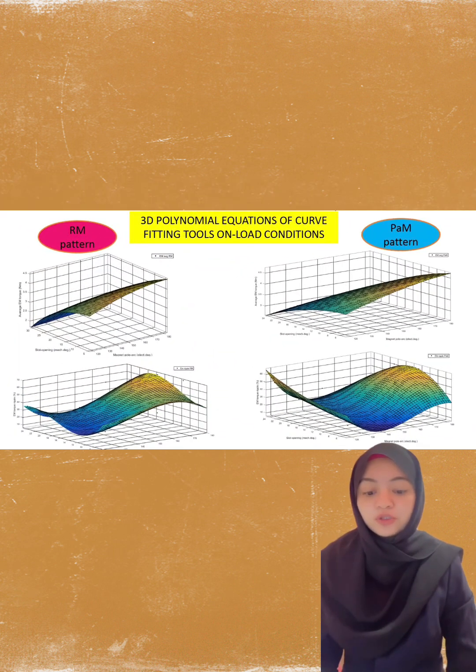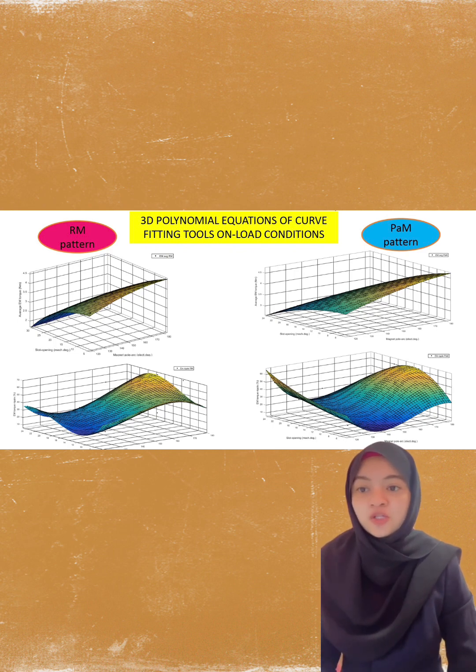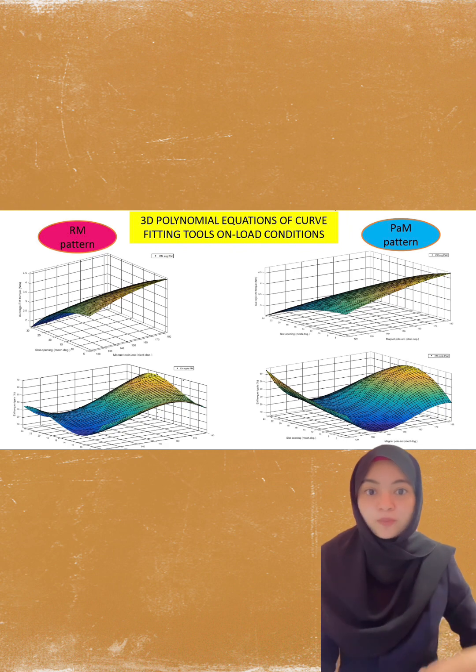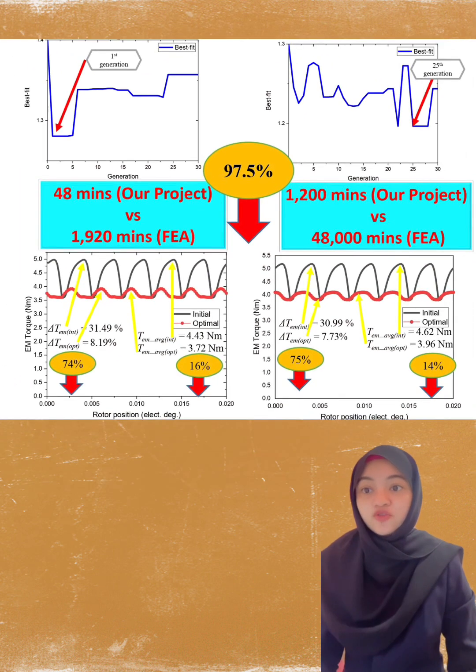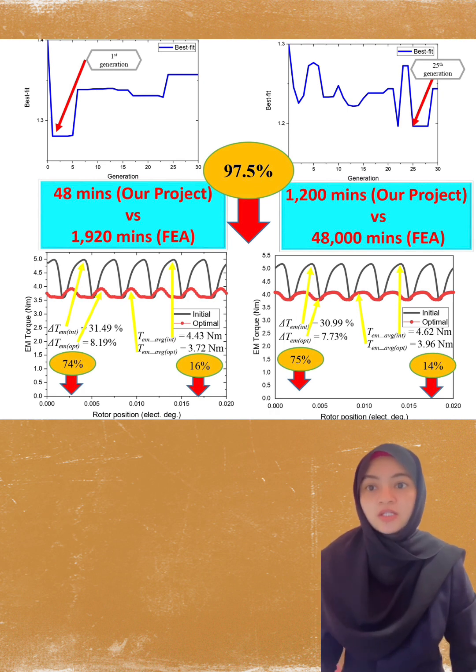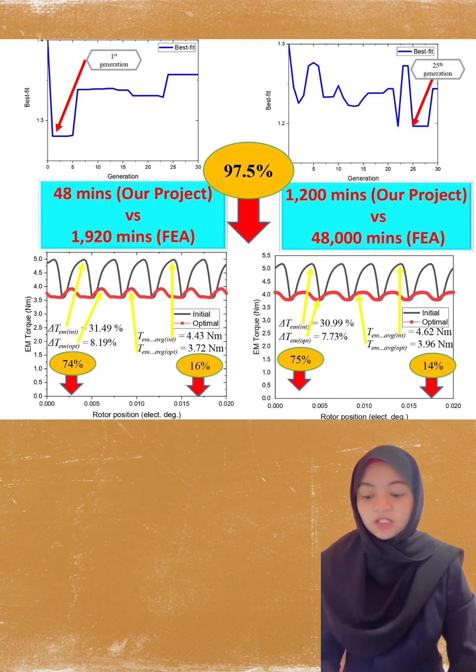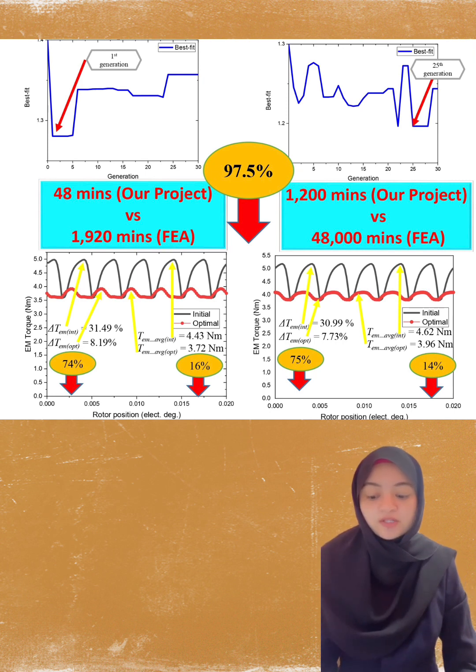Next, in order to model a new computing framework, several results need to be obtained from the analysis, which include a 3D polynomial equation of curve fitting tools on on-load condition, which requires electromagnetic torque ripple and average electromagnetic torque. After we get the 3D polynomial equation, next we need to do some tuning on the GA part, which includes crossover and mutation probability, where the minimum best fit for the radial magnetization pattern occurs at first generation. Meanwhile, for parallel magnetization pattern it occurs at 25th generation.